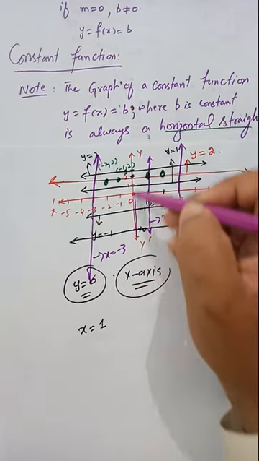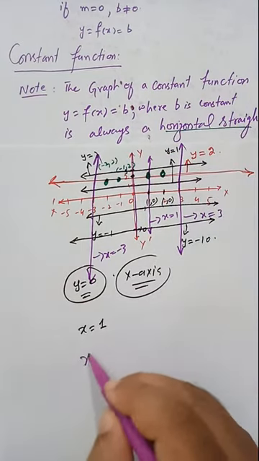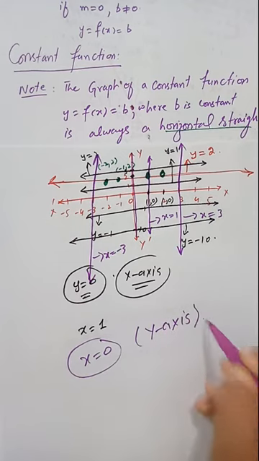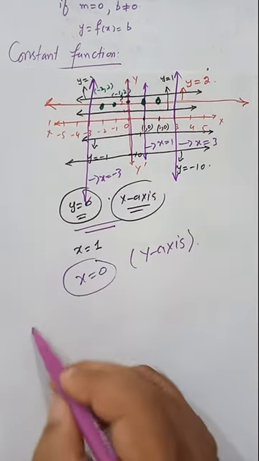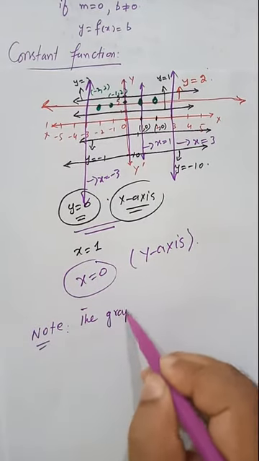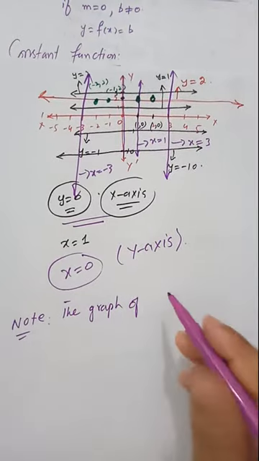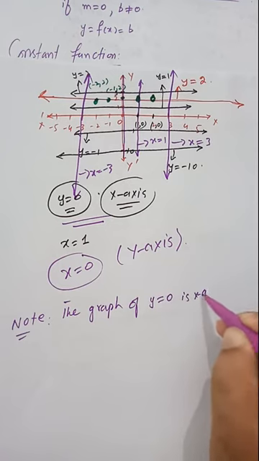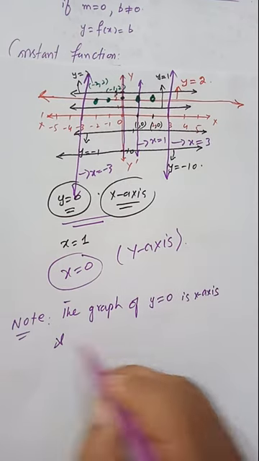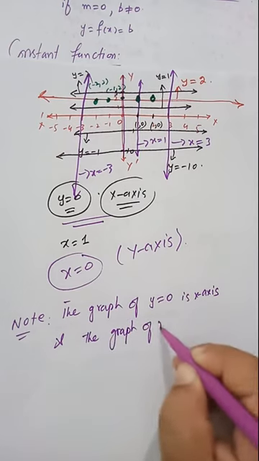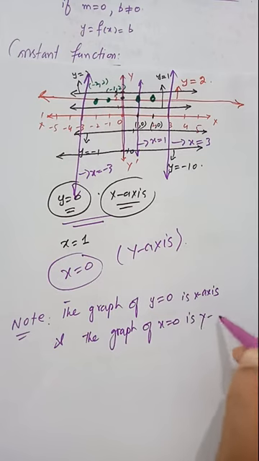So the graph of x equal to 0 is the y-axis. These are the two important points. Note that the graph of y equal to 0 is the x-axis, and the graph of x equal to 0 is the y-axis, that you see here.